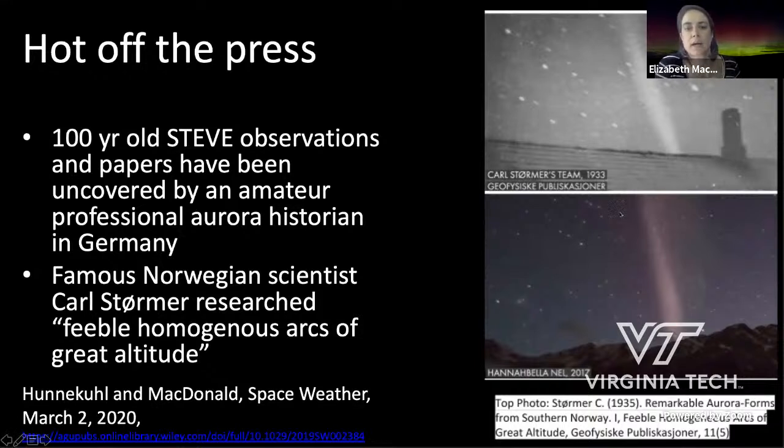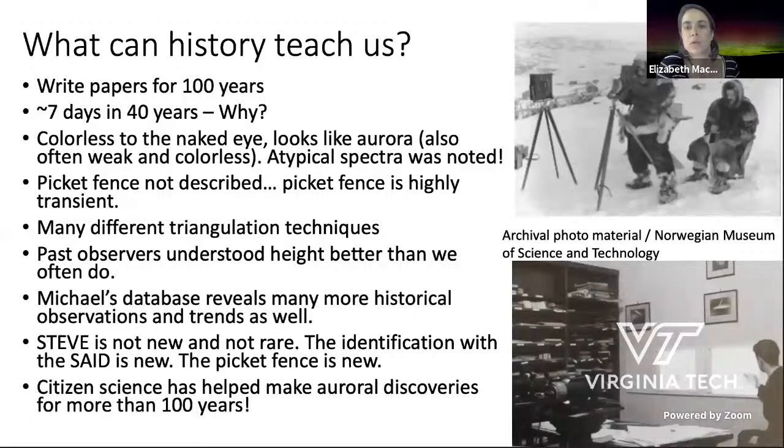And so he captured a few observations of something unusual and described it. It's all very consistent with Steve. Feeble homogeneous arcs of great altitude, where it's definitely notable that the great altitude really stuck out to him and his collaborators right away. So I have a few more thoughts on what can history teach us here?